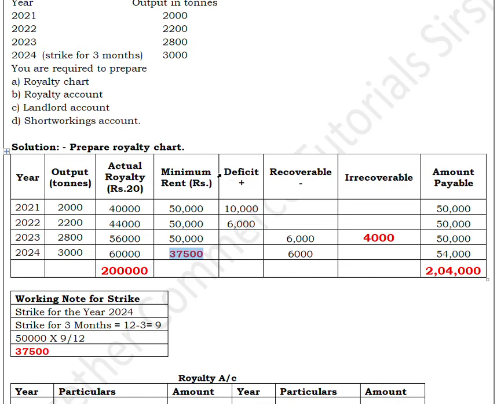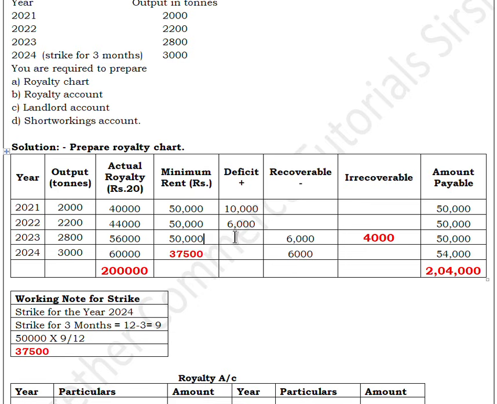Now coming to the deficit column. Deficit column is nothing but this column minus this column, or you can always take it as 40,000 minus 50,000. Okay. Third column minus fourth column. 40,000 minus 50,000 is 10,000, or it will become minus 10,000. Then 44,000 minus 50,000 is 6,000. Then 56,000 minus 50,000 is plus 6,000.